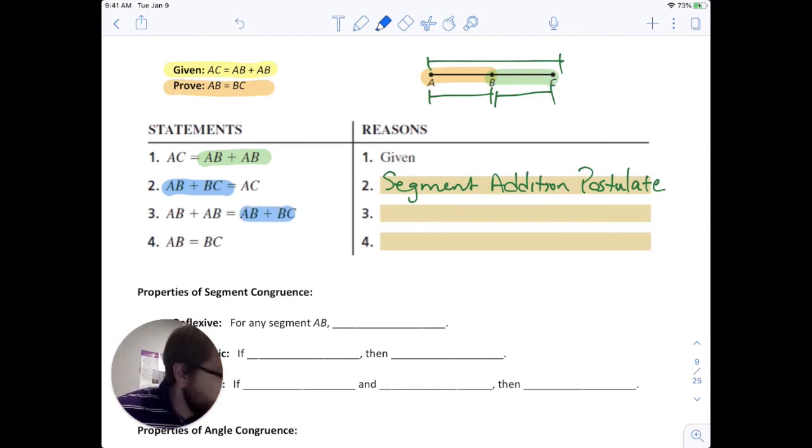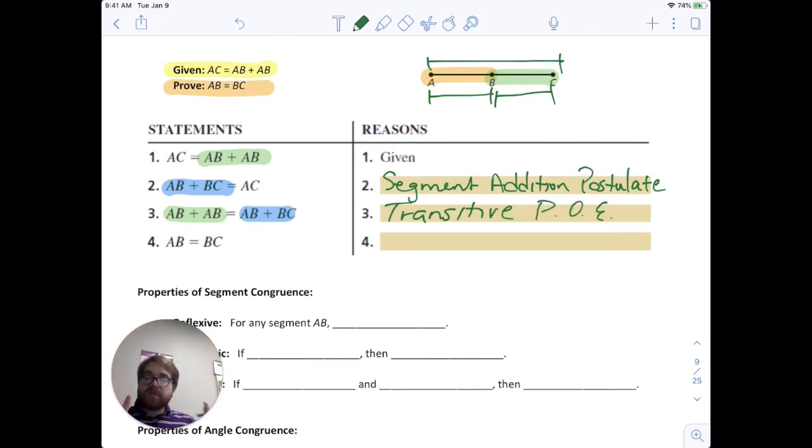AB plus BC, and AB plus AB. Well, how can I say that they're equal to each other? That's the transitive property of equality, right? If two expressions or terms are equal to the same thing, then they're equal to each other. Okay? So again, I was looking at the statements in succession as they build on top of each other. That's what led me to that third statement.